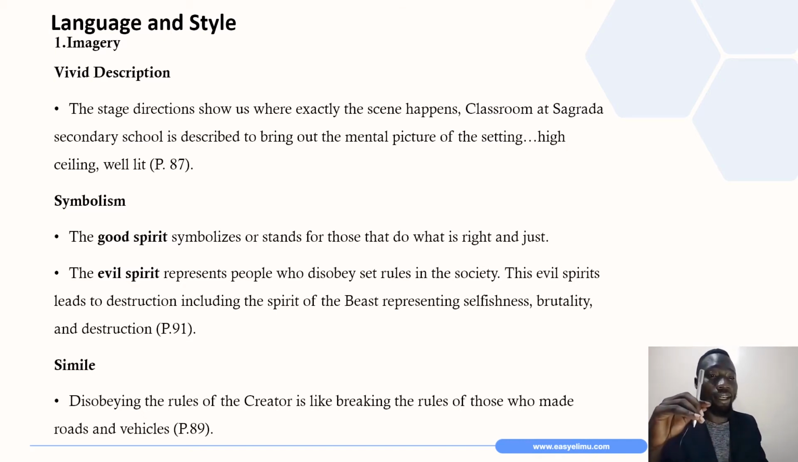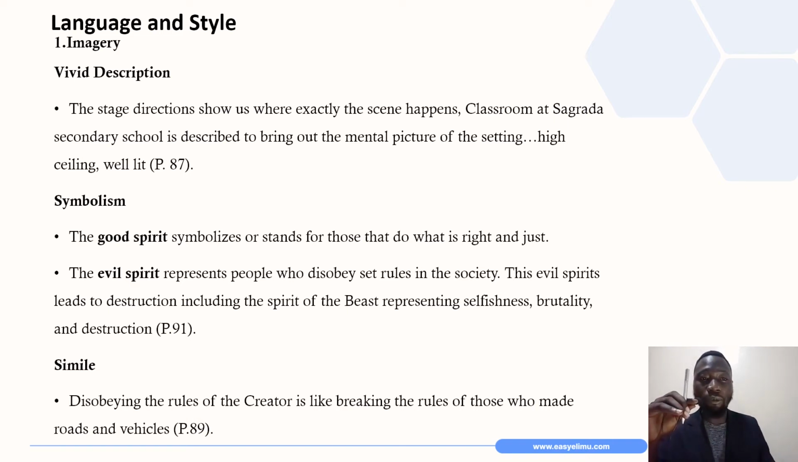Another style under imagery that is evident in the scene is simile. Nicole says that disobeying the rules of the creator is like breaking the rules of those who made roads and vehicles. She talks about obeying the traffic rules. So there is that comparison made between disobeying the rules of the creator and disobeying the traffic rules.